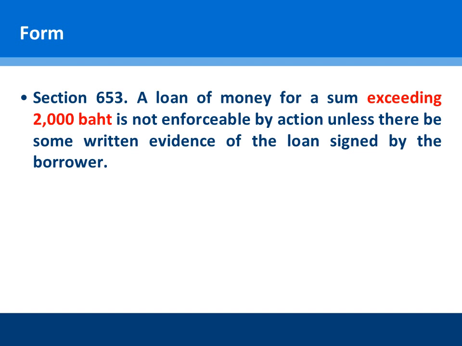The Civil and Commercial Code provides a special form for the loan of money. In particular, Section 653 provides that a loan of money for a sum exceeding 2,000 baht requires a written evidence signed by the borrower. Suppose I borrow more than 2,000 baht from you. You must have a written evidence, written contract with my signature. If you don't have this document, the contract is valid, but it is not enforceable. Which means, if I don't give you the money back, you cannot sue me. You cannot go to court.